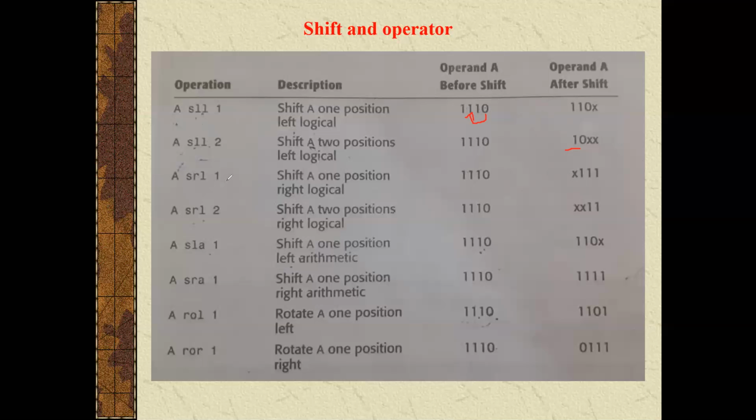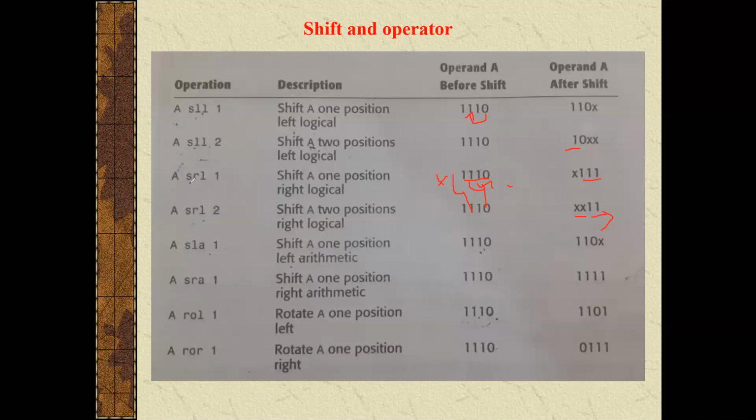Similarly, A SRL 1 is shift A 1 position right logic. So each bit is going to shift 1 position to the right. Here the 0 will go out, this 1 comes here, and this 1 comes here, this 1 comes here. So these 3 bits are going to shift to the right, and we get 111. Similarly, shift A 2 positions right logic: here 2 positions will be shifted.